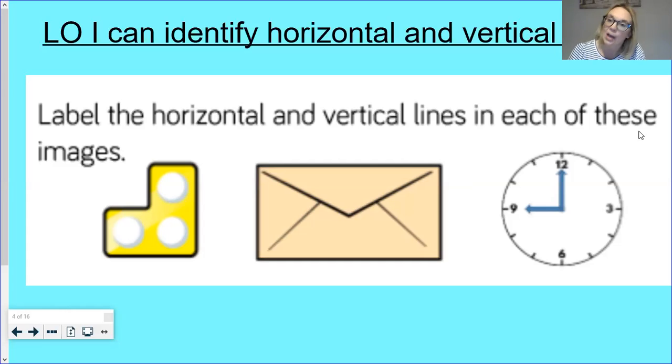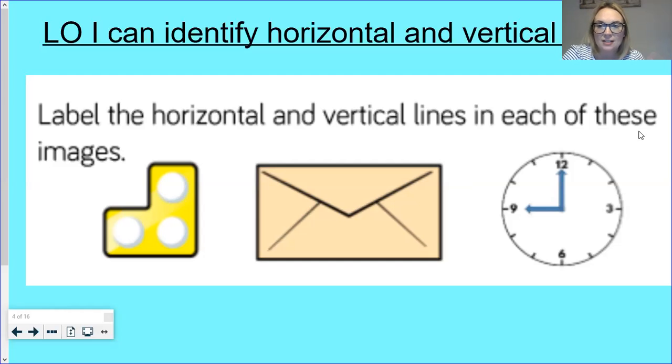Hopefully you know what a diagonal line is. It's a line that goes across from the top left corner to the bottom right corner, or similar. So we don't need to label those ones, and I don't want to muddle those up with being horizontal or vertical. They are diagonal. You are just looking at the moment for horizontal and vertical lines. So pause the video and have a go.